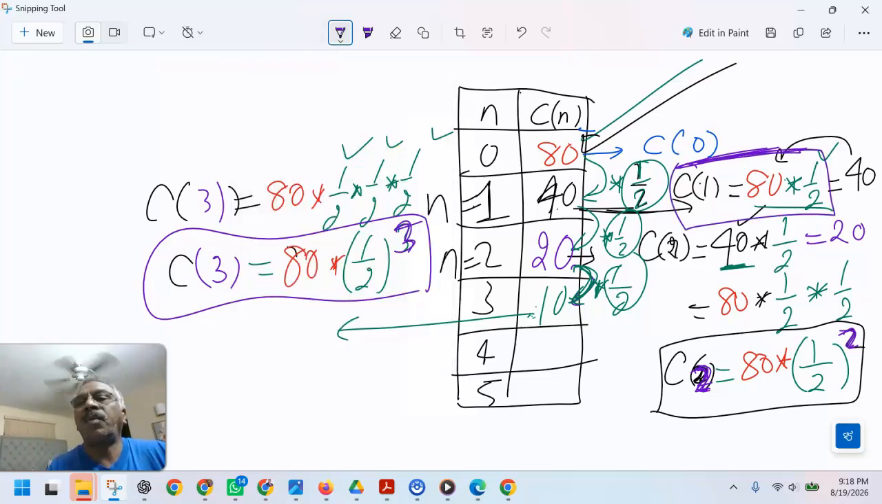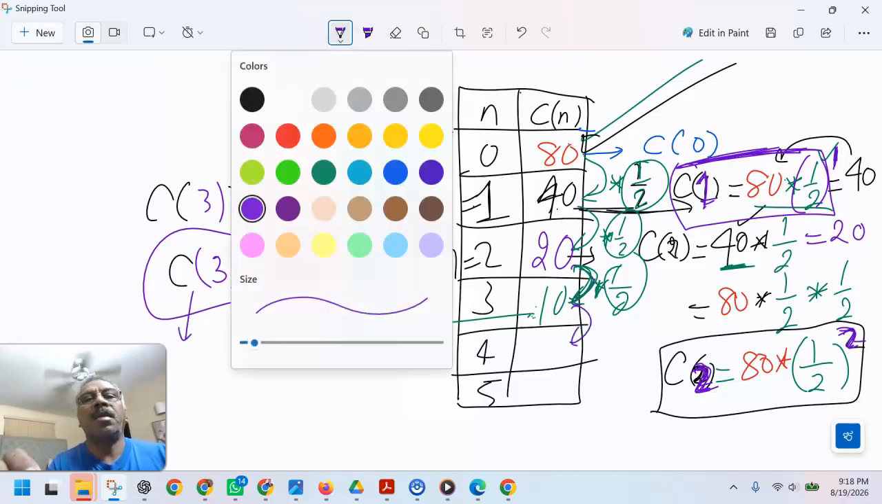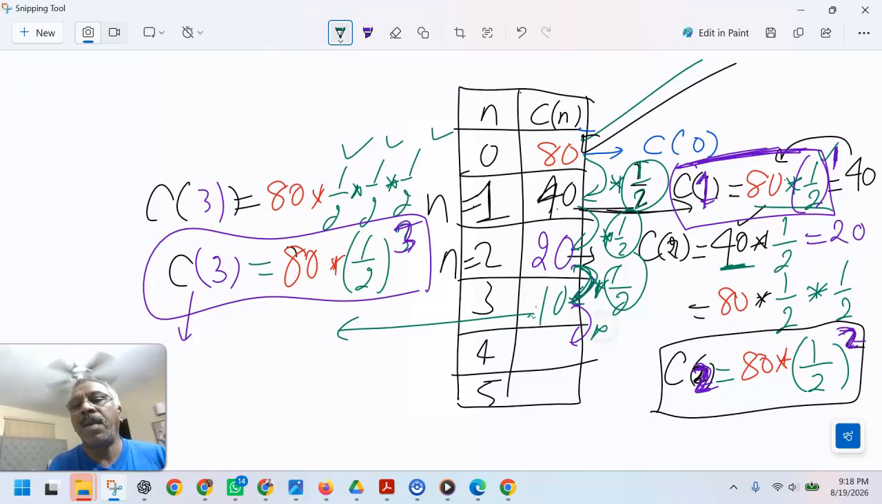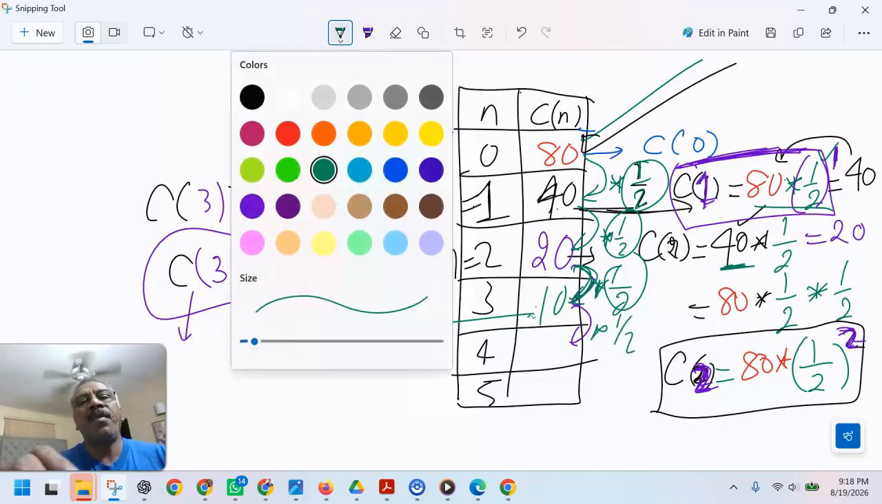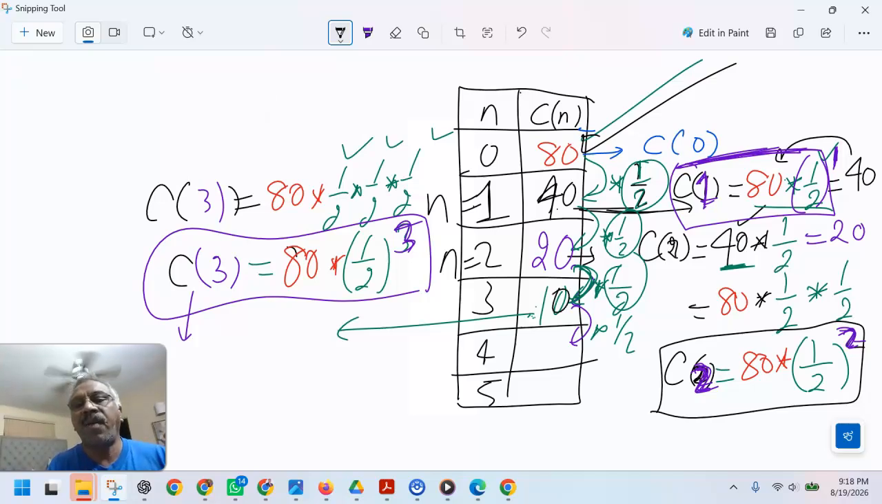So if this was 1 here, then it is raised to 1. There's a single one here. If it is 2, it is 2. If it is 3, it is likewise. We can do the next one. Going to be again multiply by half. So basically it is half of the previous 10, which is 5.